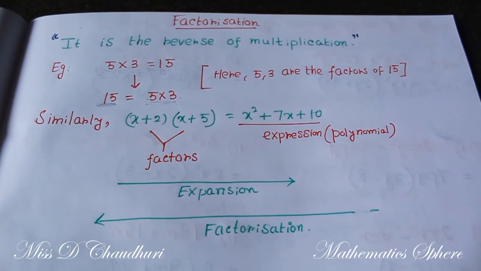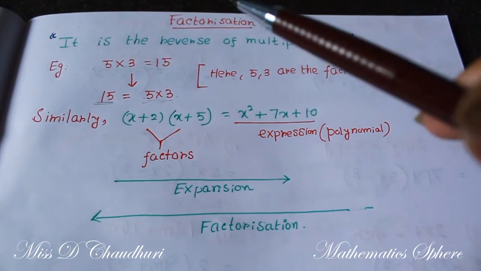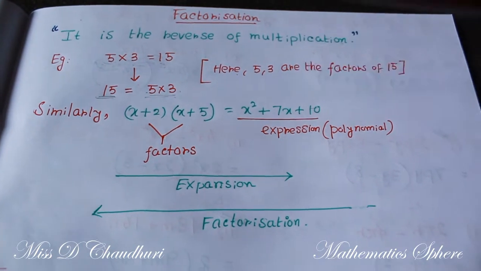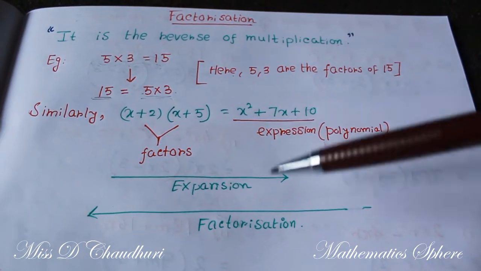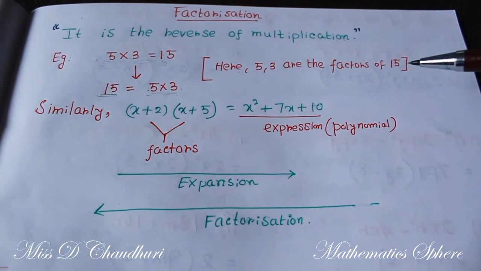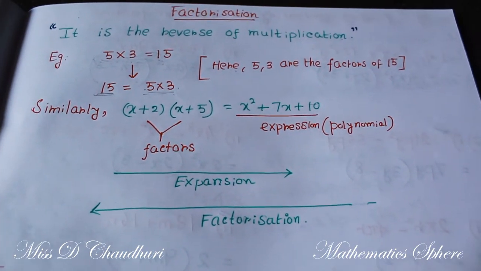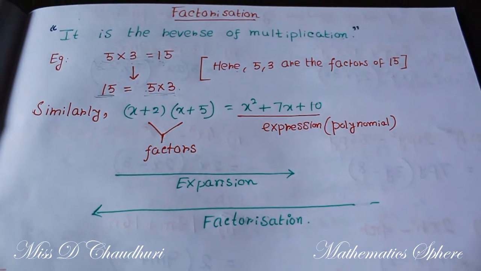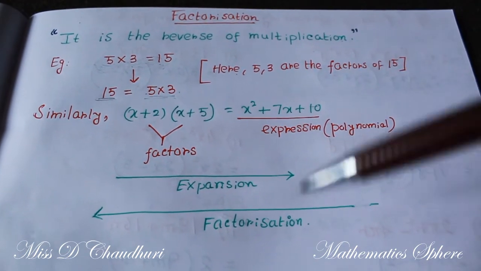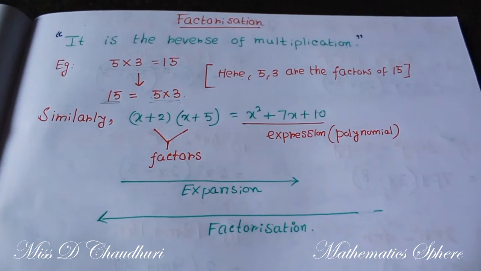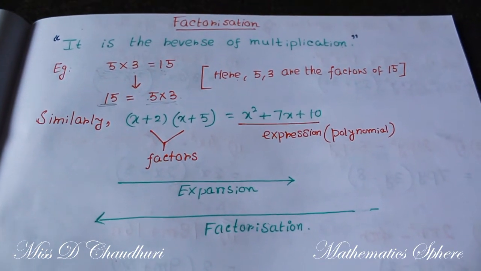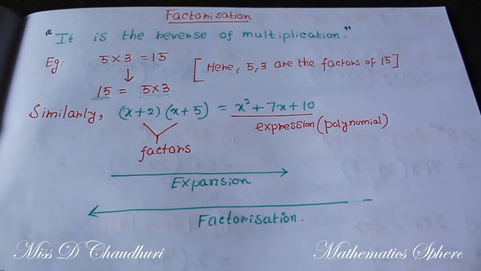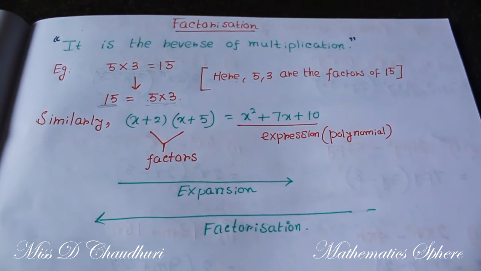Okay, today we will start the chapter factorization. What is factorization? Factorization is the reverse of multiplication. When we multiply two numbers to get a product, that is the process of multiplication. Now if you break the product into the factors, the multipliers, the numbers with which the product was formed, that reverse process is known as factorization.